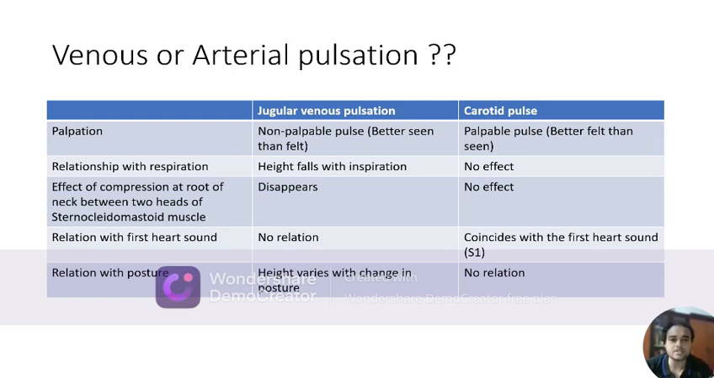On the other hand, carotid pulse is a palpable pulse. It is better felt than seen. It has no relationship with respiration or postural variation. It does not disappear on compressing at the root of the neck, and the carotid pulse coincides with the first heart sound or S1.